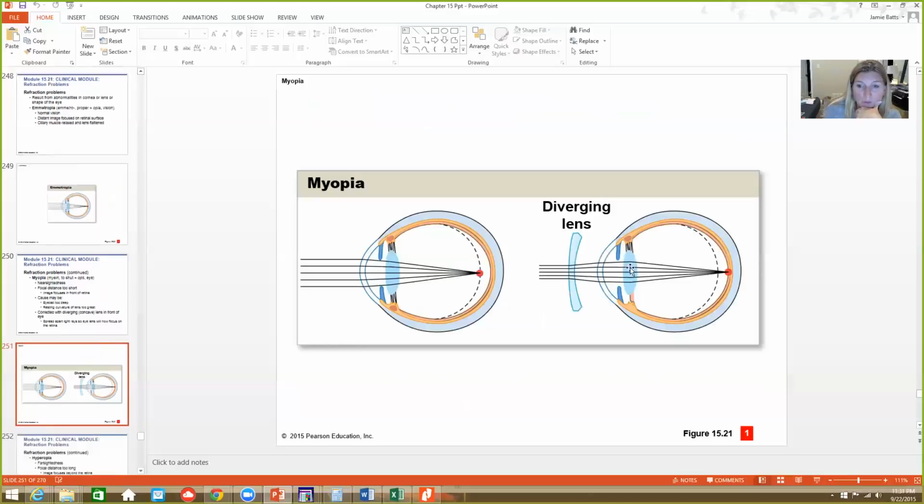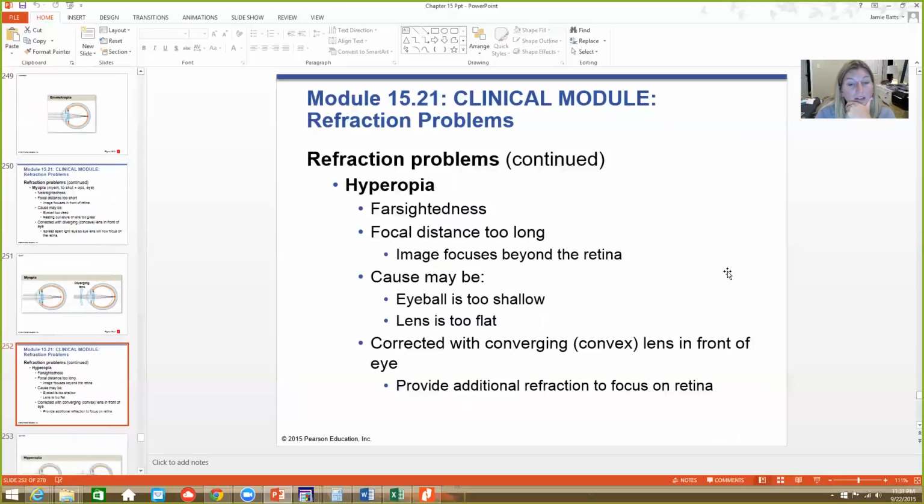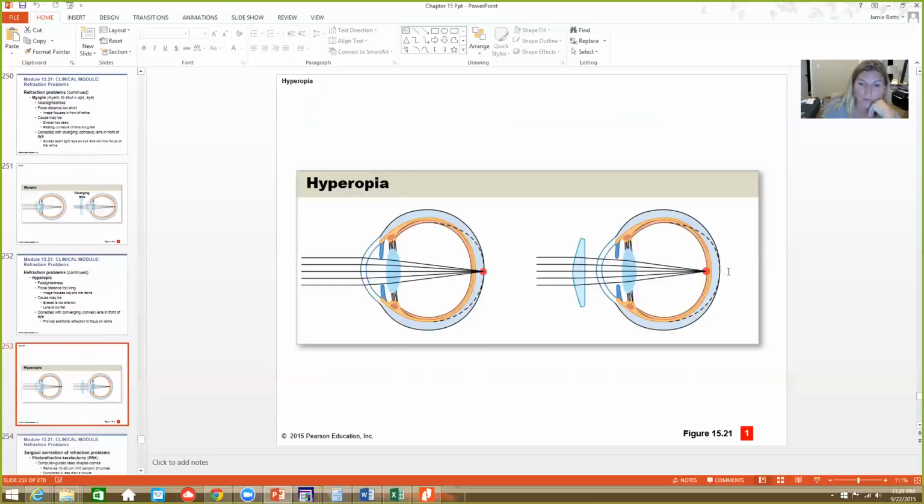So our actual lens doesn't move or change shape, but by providing an extra refracting site in front of the eye, we're now able to focus that image on that fovea. Hyperopia is farsightedness. This is when the focal distance is too long, so the image is actually being focused behind the retina. This can be caused if the eyeball is too shallow or if the lens is too flat. So it's corrected with a convex lens in front of the eye. So again, just providing additional refraction by having that lens in front of the eye.